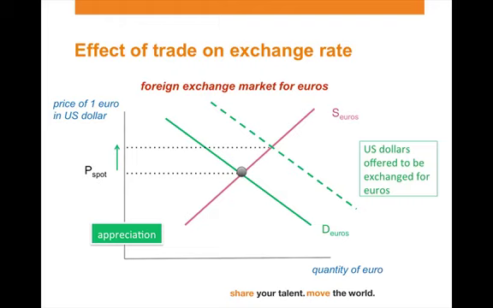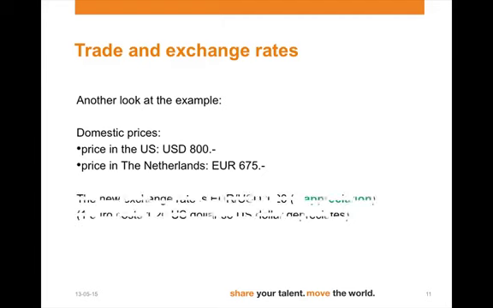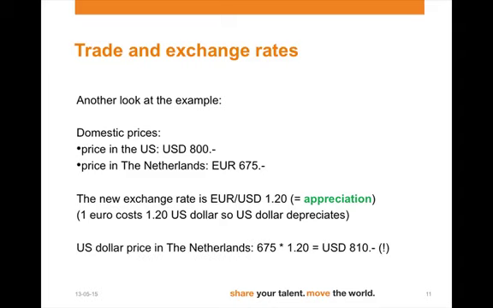However, appreciation has a negative effect on the international prices of domestic products. Let's have another look at our example. Domestic prices were $800 in the US and €675 in the Netherlands. Because of the export, the euro appreciated to $1.20 to the euro. If we now look at the US dollar price in the Netherlands, we find that this golf set is suddenly $810 US. It is no longer interesting for the US customer to purchase the golf set in the Netherlands.